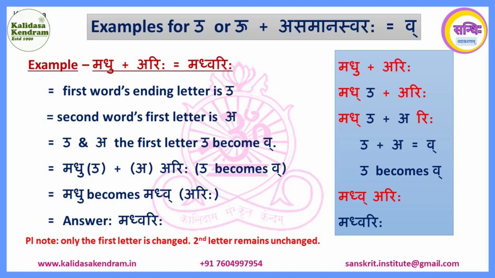The first word's ending letter is U. Second word's first letter is A. U plus A. The first letter U becomes Va. Madhu, the ending letter is U. Arihi, the starting letter is A. Now U only becomes Va. Madhu becomes Madhv. Arihi joins. So Madhvarihi. See the derivation in the box. We move on to the examples.